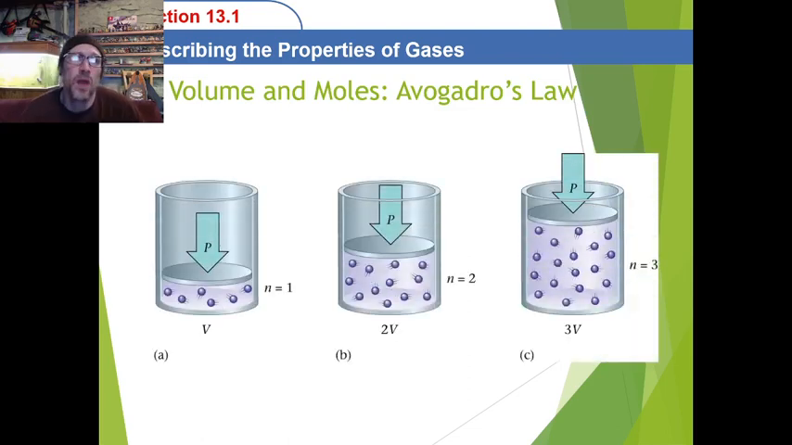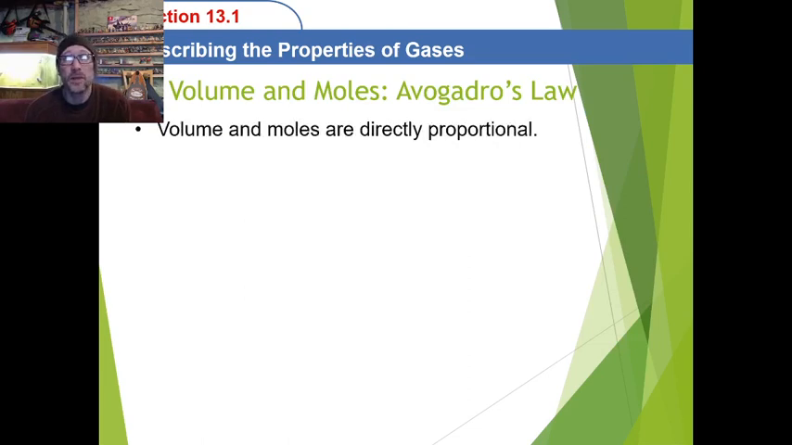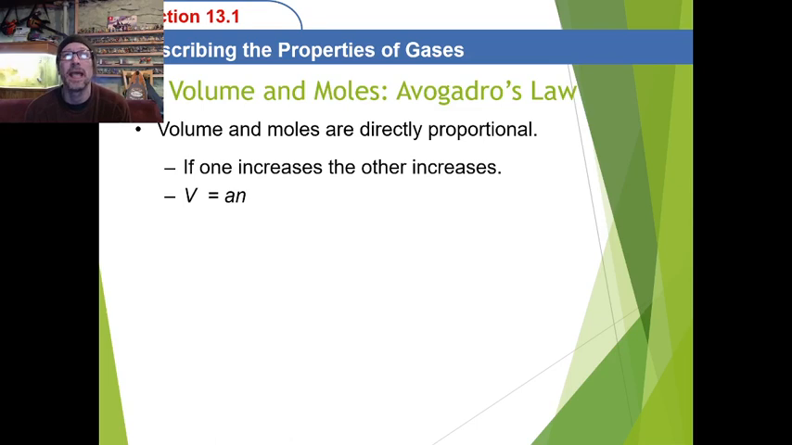Avogadro's, again, I talked about this. We did some practice problems with this. This just suggests the more gas you put in a balloon, the bigger the balloon gets. It's a mind blower, I know. And so here we go. Volume and moles are directly proportional. If one increases, the other is going to increase. V equals a constant of proportionality times n, your number of moles. Again, this happens at constant temperature and pressure.